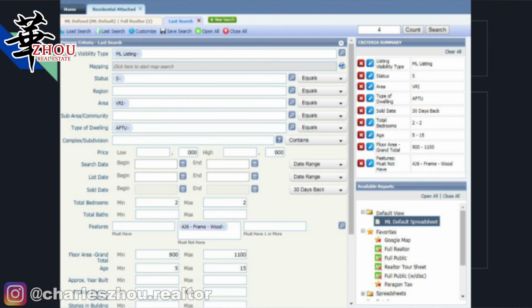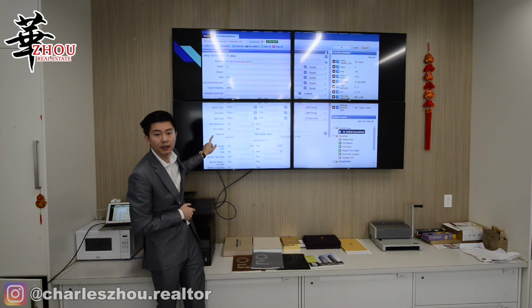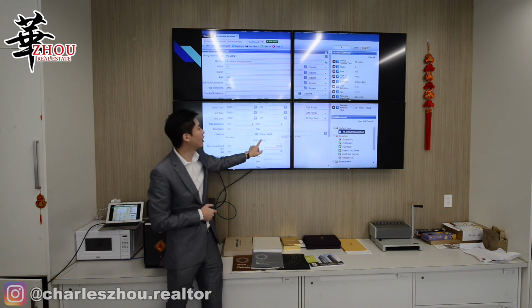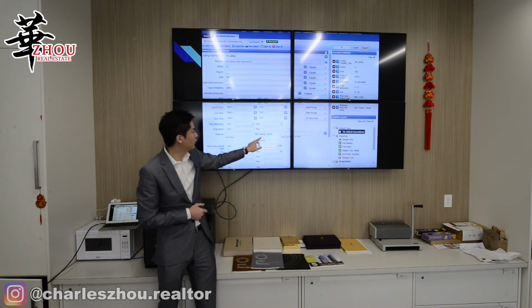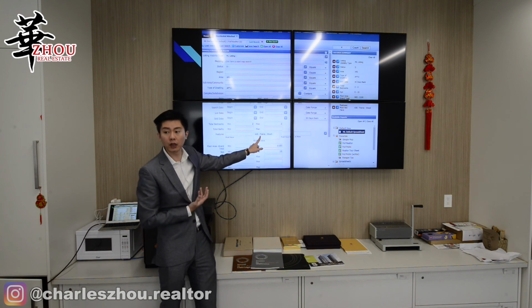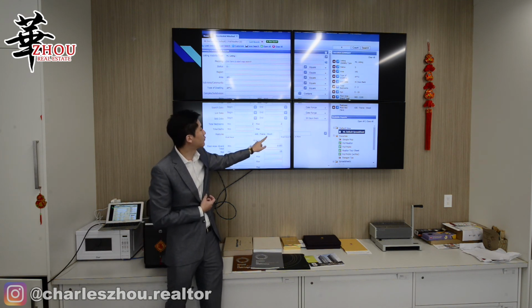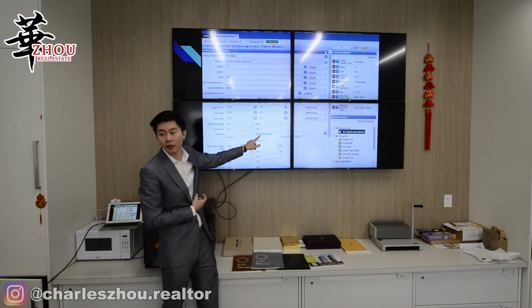So what you do is you go to your Paragon and set up your criteria. So sold, and for area neighborhood, and for apartment building. And over here, a lot of people don't know how to use this one. Very convenient. This one is called features, okay? So must have and must not have. If we're looking for concrete condos, you can search for wood, and then you select frame.